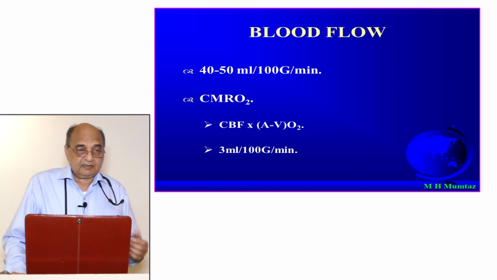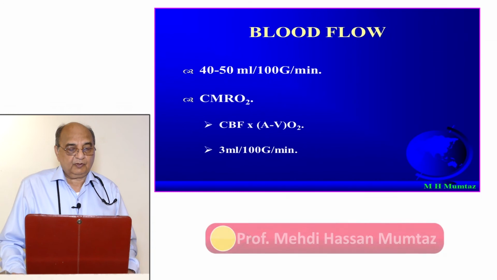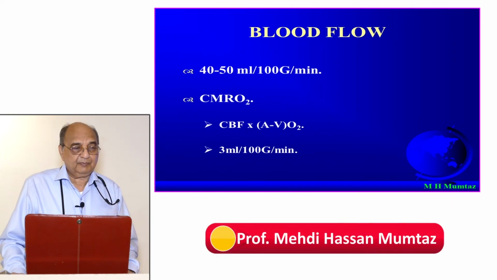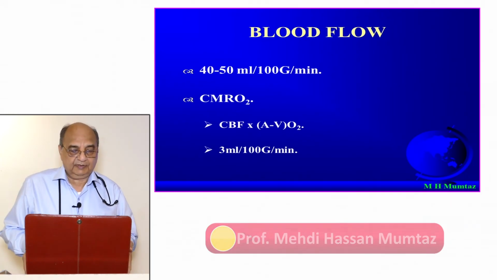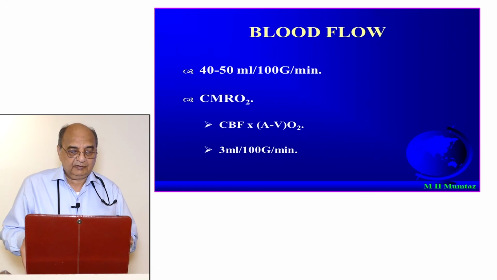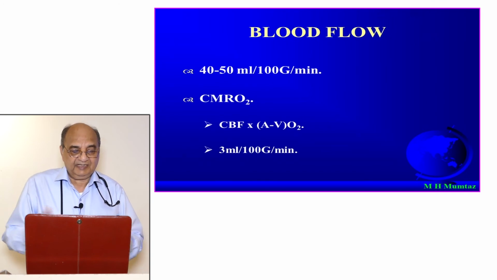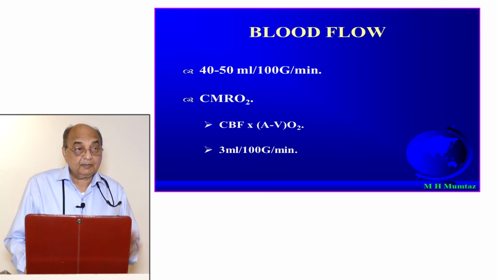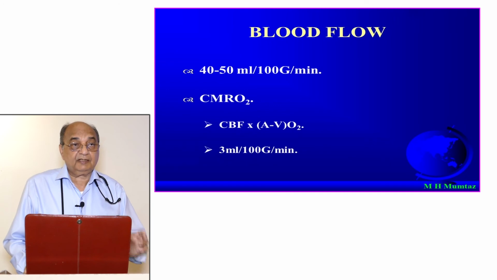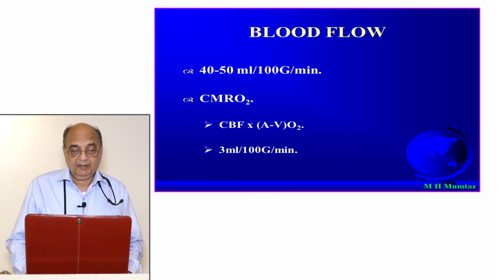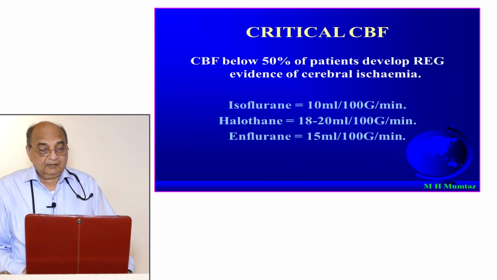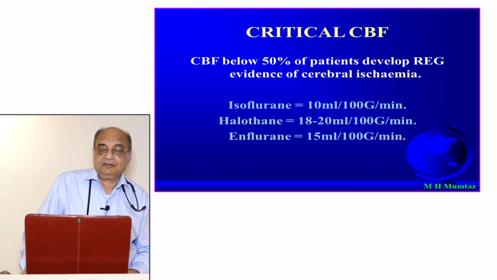Then how much is the cerebral metabolic rate of oxygen utilization, CMRO2? This is very important. So this is 3 mils per 100 grams of brain substance per minute. And it's very important because we have to maintain this amount of oxygen to have the normal activity of the brain substance. Then we look at what is the critical blood flow.